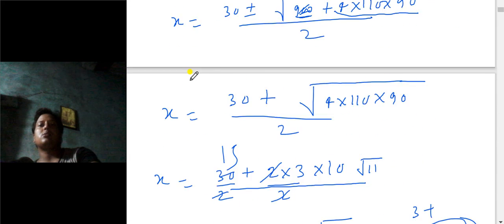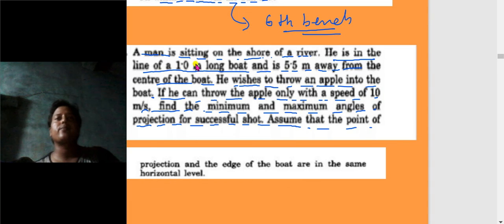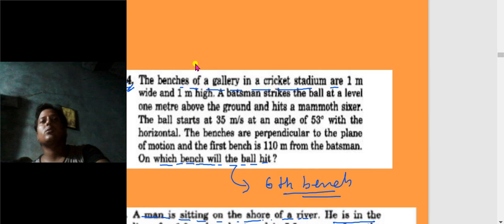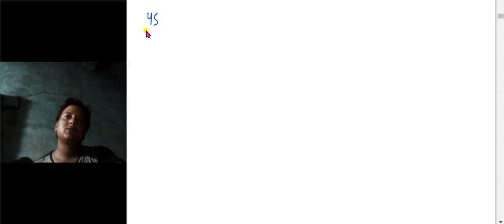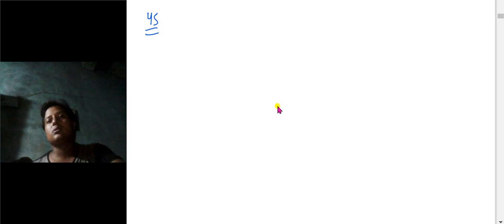In question number 45, question is, we have a boat of length 1 meter. From center, this length is 0.5 meter. This length is 0.5 meter.